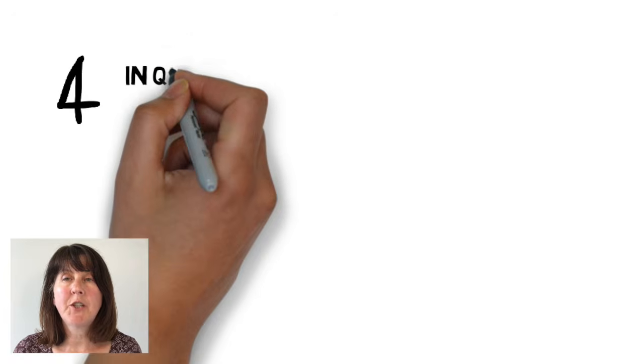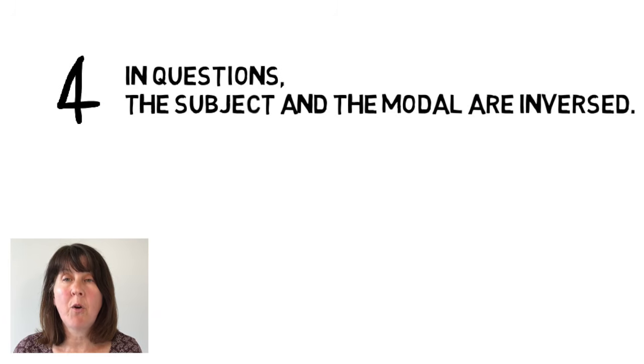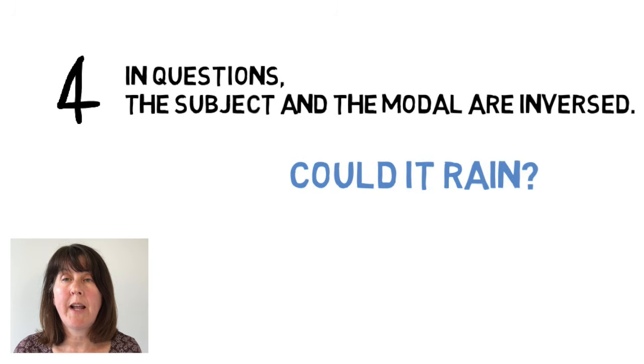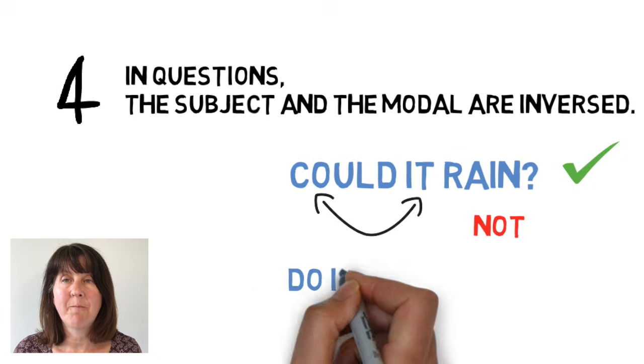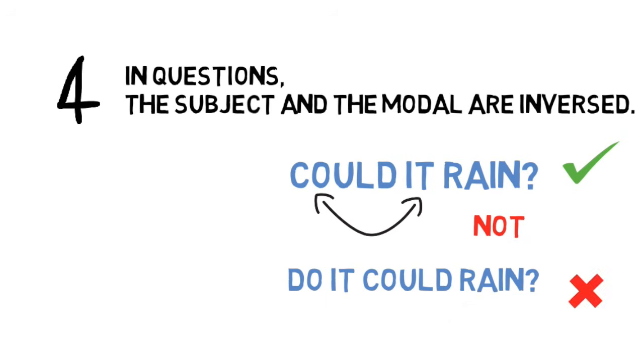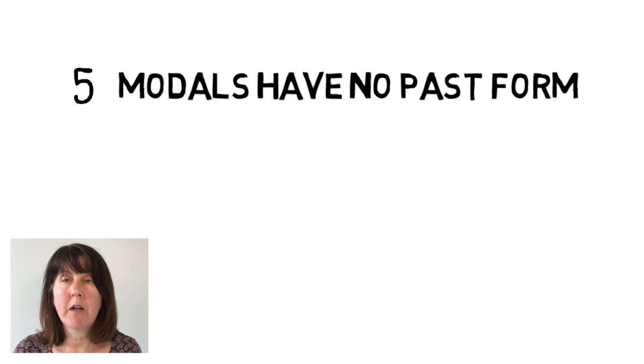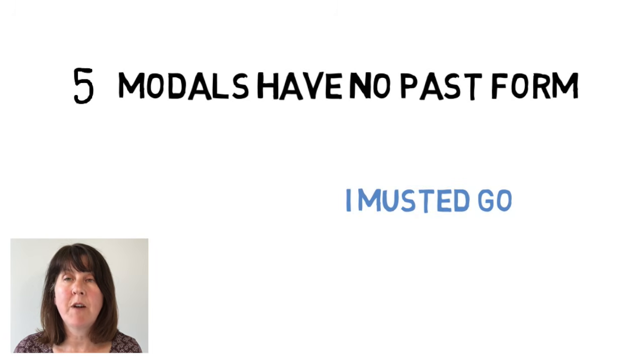4. In questions, the subject and the modal are inversed. So here, could it rain, instead of it could rain, and not do it could rain. 5. Modals have no past form. This rule is really linked with number 1, where modals cannot be changed. So they can't have a past form because they can't be changed.